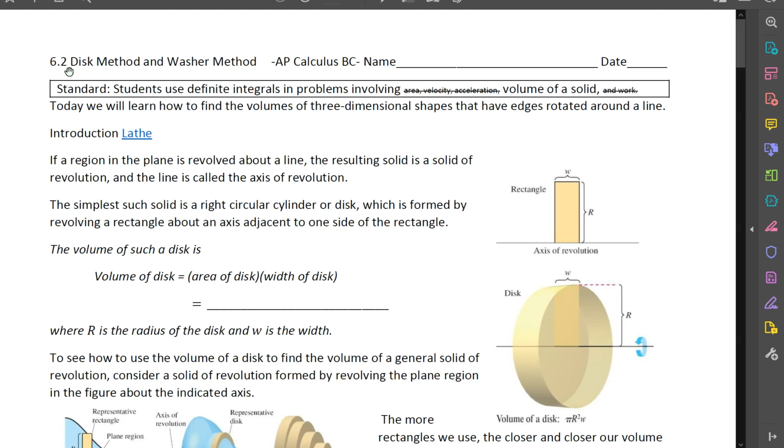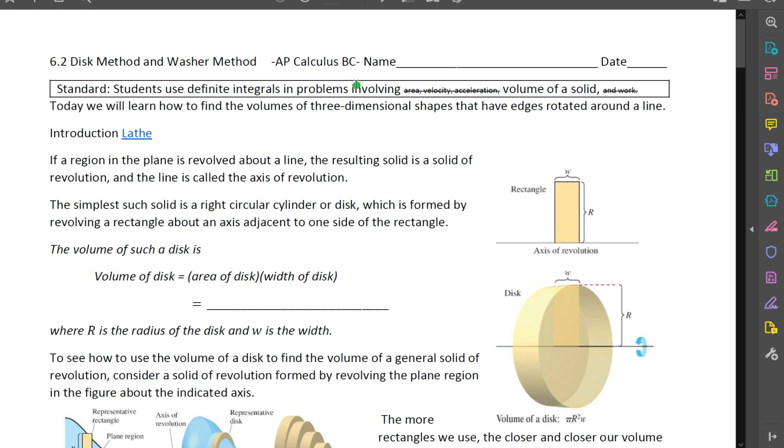Hello and welcome to 6.2 Disk Method and Washer Method. This is AP Calculus. My name is Mr. Green, your teacher. Today what we're going to do is spin things really fast. It doesn't actually matter if it's fast, but we're going to spin things to create volumes. It's going to be great.